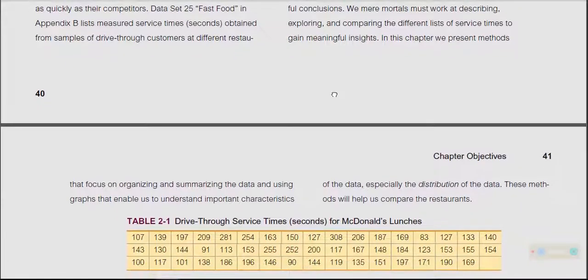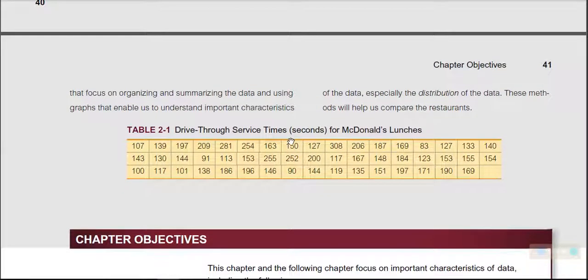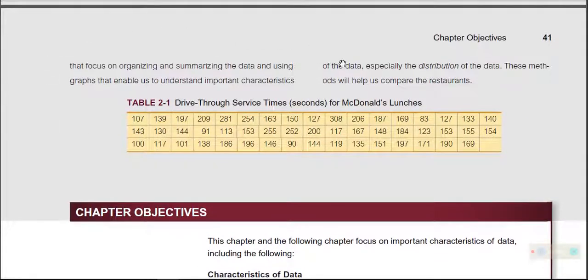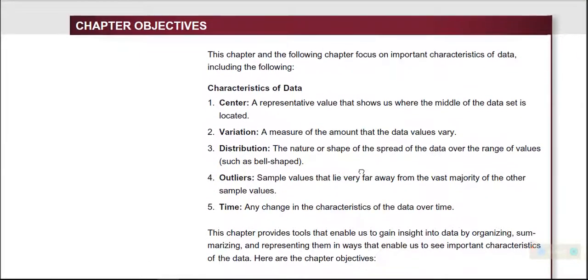In this chapter, we present methods that focus on organizing and summarizing the data so that at a glance, we can already give a message to the readers. These methods will help us compare the restaurants. These are the chapter objectives.